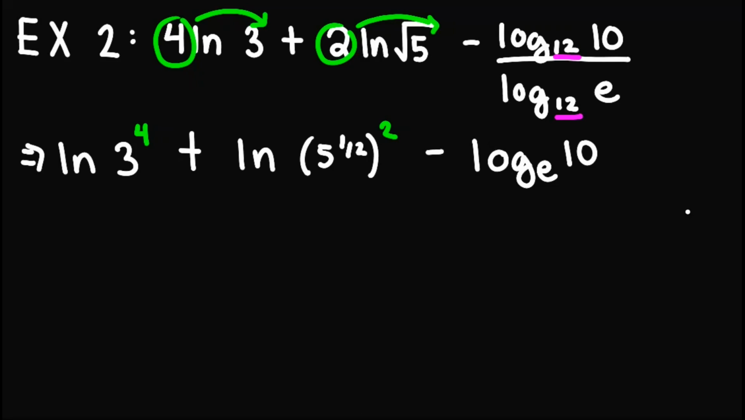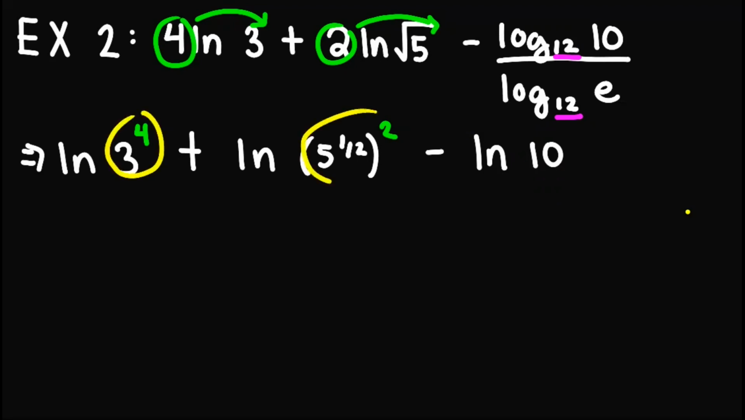But note that log with respect to base e is simply ln. So it's correct. Let's move this one. And now let's simplify these expressions. So 3 raised to 4 is simply 81.